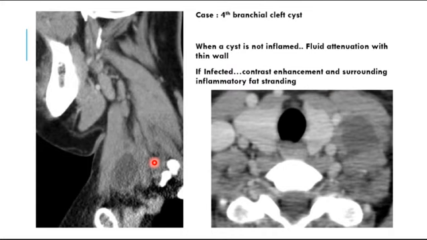This is another case of a 4th branchial cleft cyst. Whenever we have a cyst, either the cyst is inflamed or it's not inflamed, either it's infected or it's not infected. When it's not infected, there's fluid attenuation, and it has a thin wall. When it is infected, we have contrast enhancement and surrounding inflammatory fat stranding.